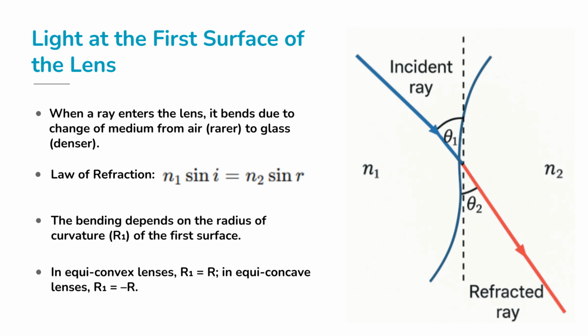This bending is explained by the law of refraction, also called Snell's law, which states n1 times sine of i equals n2 times sine of r. In words, the refractive index of the first medium multiplied by the sine of the angle of incidence equals the refractive index of the second medium multiplied by the sine of the angle of refraction. Simple rule, but very powerful.